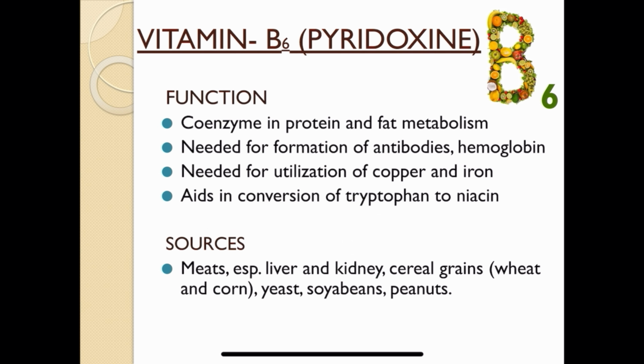Then we have vitamin B6. It is also known as pyridoxine. It acts as a coenzyme in protein and fat metabolism, needed for the formation of antibiotics, antibodies, and hemoglobin. It is needed for utilization of copper and iron, and it aids in the conversion of tryptophan to niacin. The sources are meats, especially liver and kidney, cereal grains, yeast, soybeans, and peanuts.